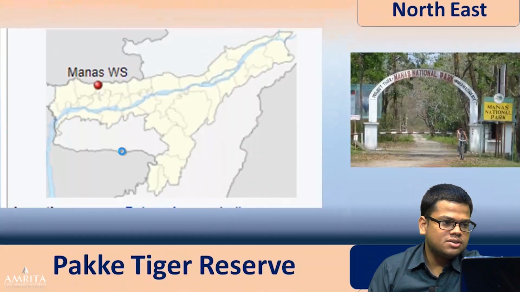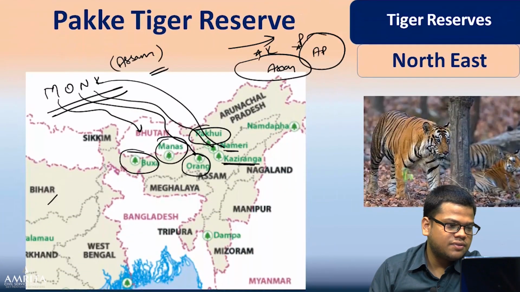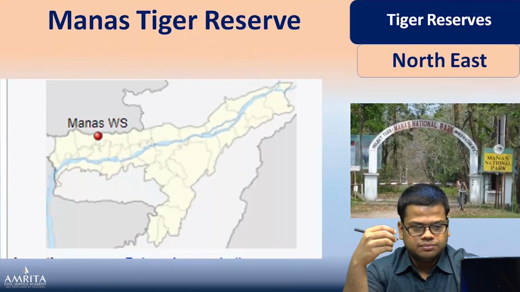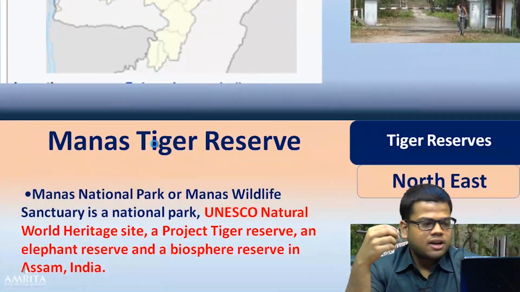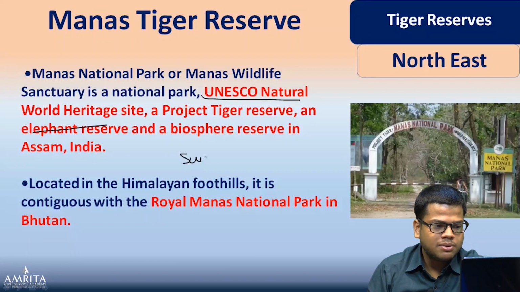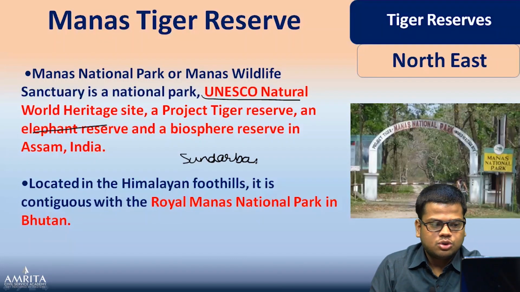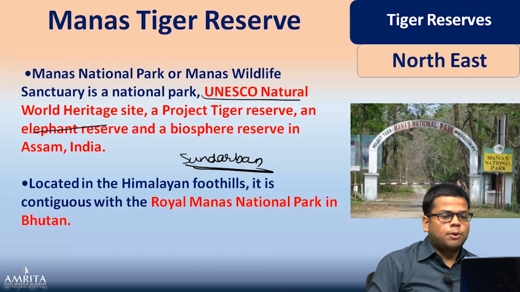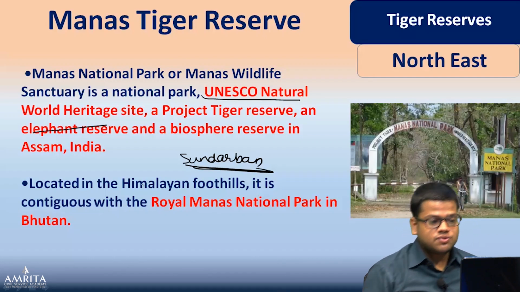Then we see Manas Tiger Reserve. We have seen already Manas Tiger Reserve here. So we will see in detail about Manas Tiger Reserve. First of all, it is a UNESCO World Heritage Site, just like we have seen the Sundarbans. So that means it's an ecologically very vulnerable and very important region. A Project Tiger Reserve, an Elephant Reserve, a Biosphere Reserve.